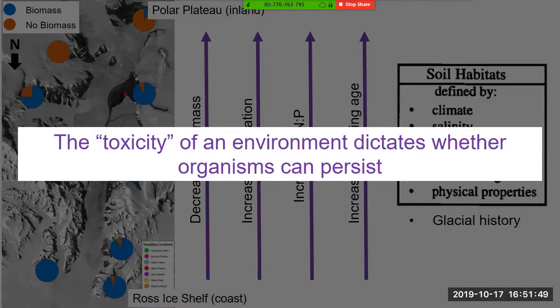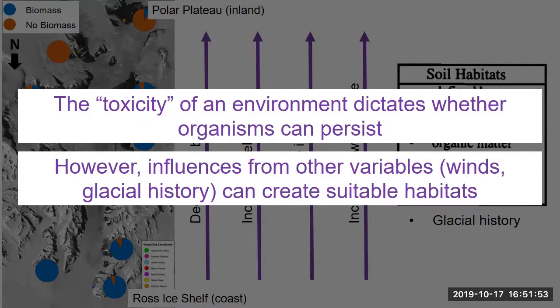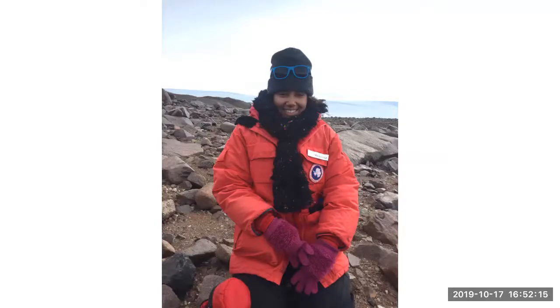So the toxicity of an environment really can dictate whether organisms can persist, but you can have influence from other variables such as winds that Kathy mentioned previously, or glacial history, so advance and retreat of these glaciers, that can create suitable habitats. So circling back to what I mentioned earlier in my talk about suitable habitats, I want to start to talk about the variables that can affect habitability for other organisms, like me.